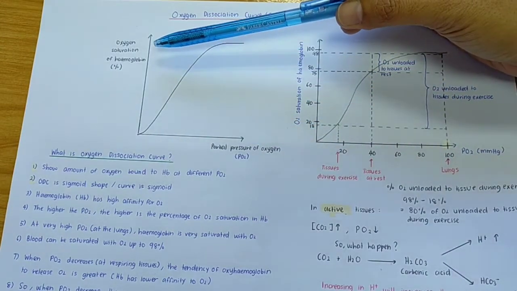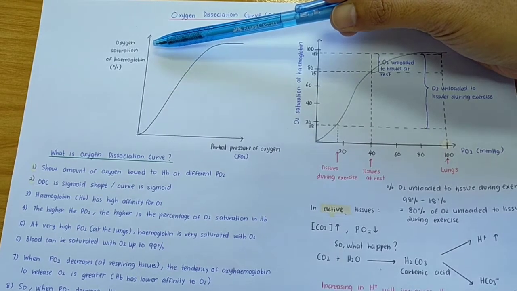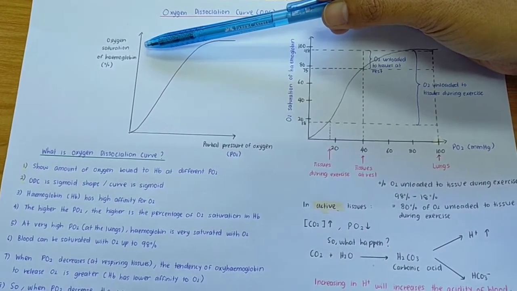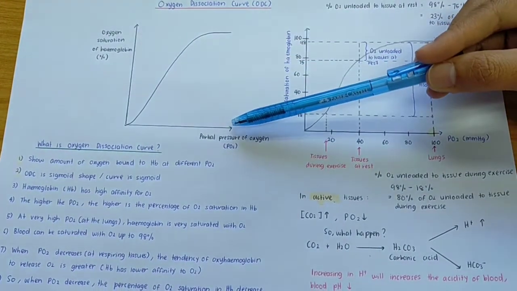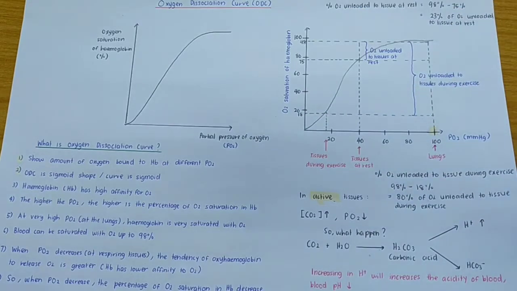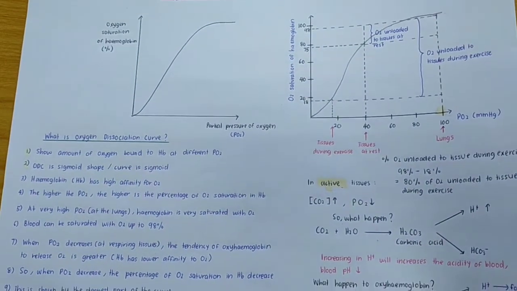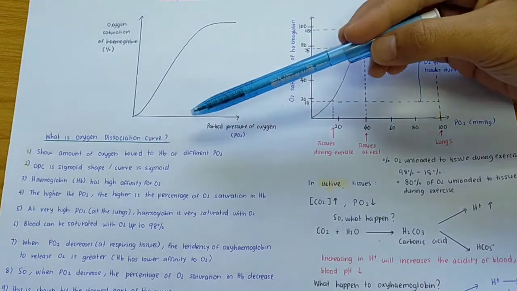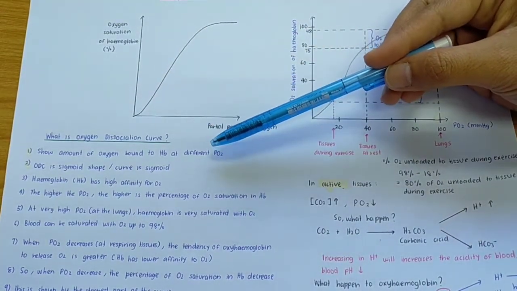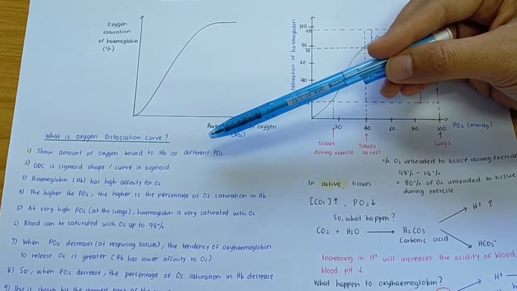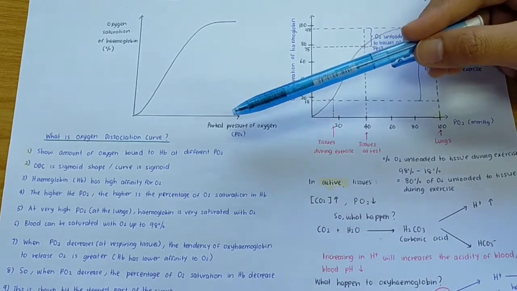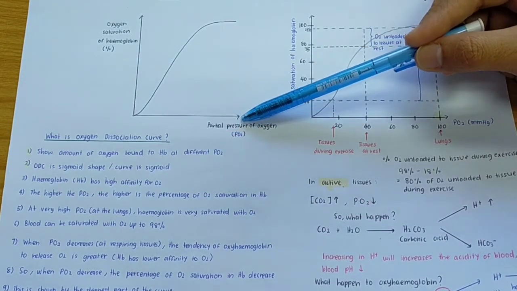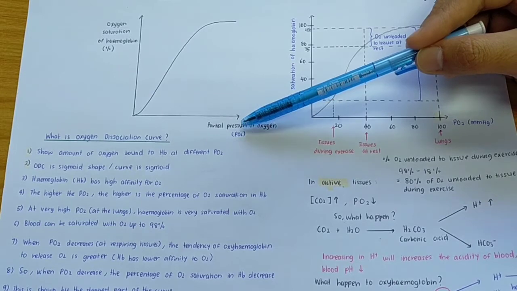So what is the meaning of oxygen saturation of hemoglobin? Here we look at the percentage of oxygen bound to the hemoglobin against the partial pressure of oxygen. So how to explain oxygen dissociation curve or ODC? First of all, ODC will show the amount of oxygen bound to hemoglobin at different PO2. PO2 here refers to partial pressure of oxygen, and the unit is mmHg.